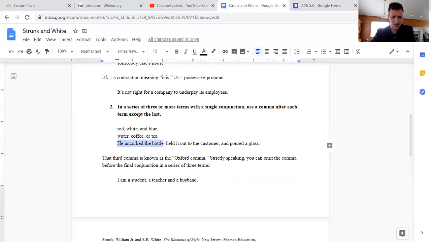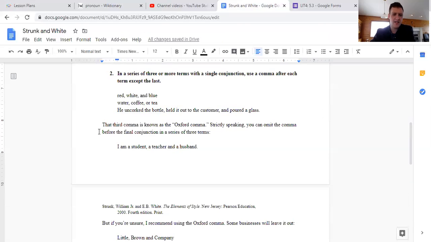These aren't single nouns. This is a compound sentence. He uncorked the bottle, held it out to the customer, and poured a glass. Okay, and there's a parallel structure going on here too. So he uncorked, that's our main clause. What does he uncork? The bottle. Held it out: now we have the same construction, subject, verb, object. Here we have the verb held. It is a pronoun referring to the bottle, so subject, verb, object. And poured a glass departs from that, but that's okay.